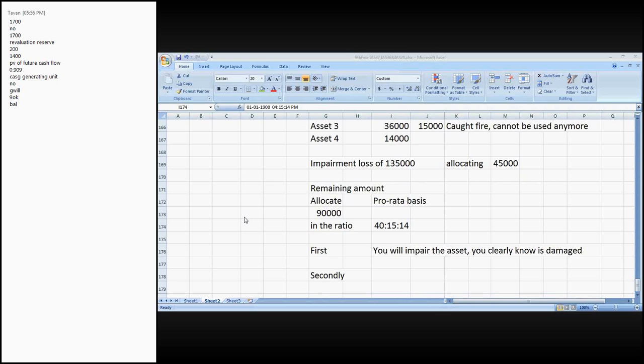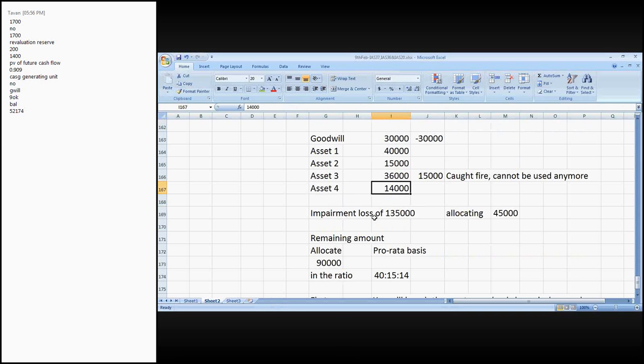Will you be able to do this? Yeah. Allocation of 90,000 over the 3 assets remaining. 52,174 is for which asset? The remaining 3 assets are 40, 15 and 14. Okay, you calculate it, or I'll do it for you anyways, I think.